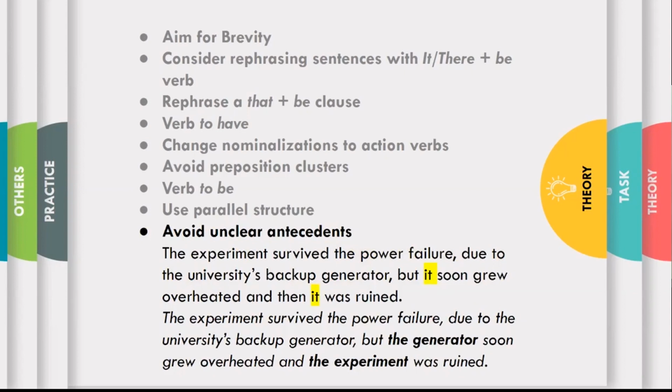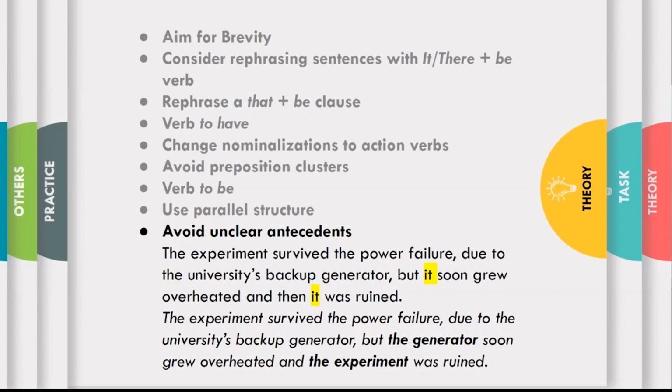Unclear antecedents. What happens with this kind of thing? It's almost connected with the dangling modifier we just talked about in the beginning. Would someone like to read out the first one? The experiment, someone, please? The experiment survived the failure due to the university backup generator, but it soon grew overheated and then it was running. Period.